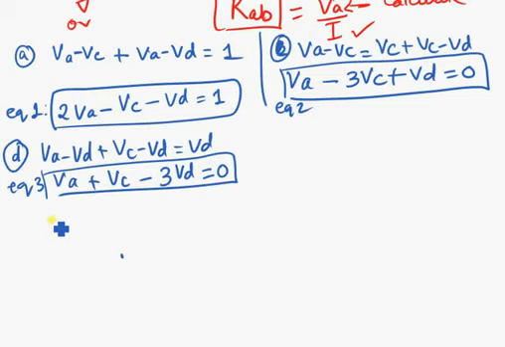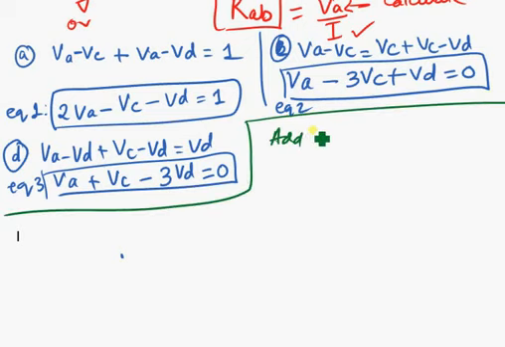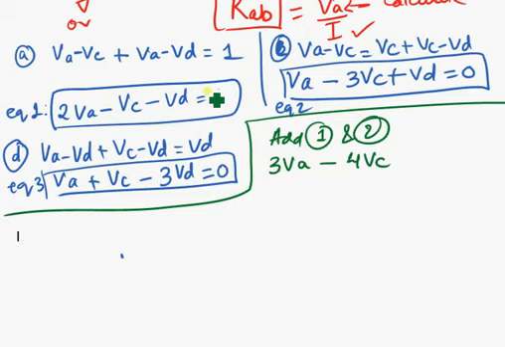So here, let me do this. This is me solving the expression. For equation number 1 and equation number 2, let me add them. Adding expressions 1 and 2, we get 3VA minus 4VC minus VD plus VD equals 0, which is equal to 1. So 3VA minus 4VC equals 1. Let's call that expression number 4, and we'll come back to this.